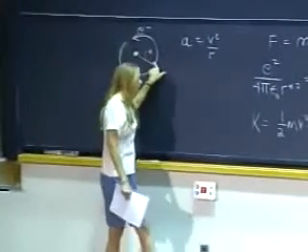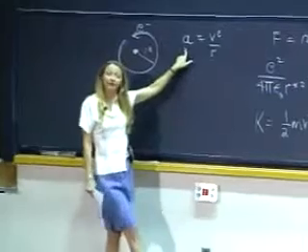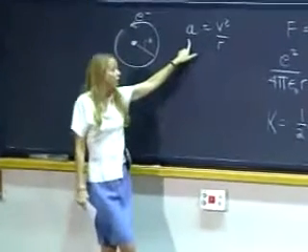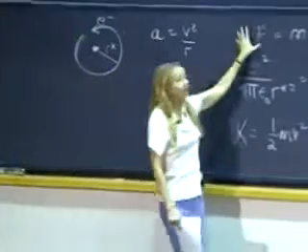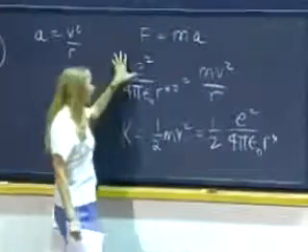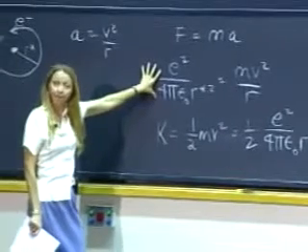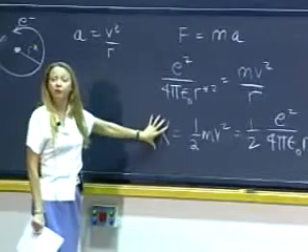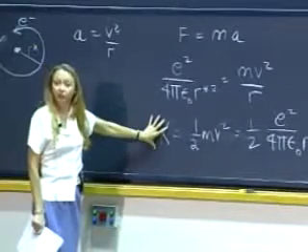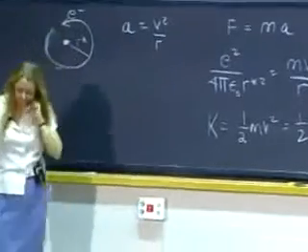We said that given this, the acceleration was a constant. It was given by v squared over r, the linear velocity squared over r. We plugged that into F equals ma, put in the Coulomb force. And from that, we were able to calculate the kinetic energy of that electron going around the nucleus.